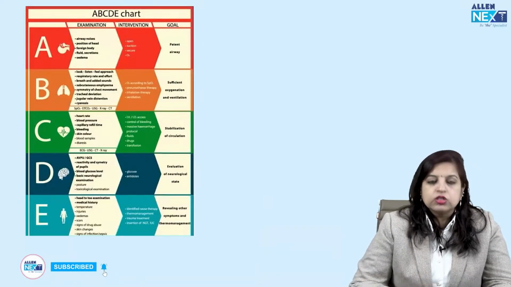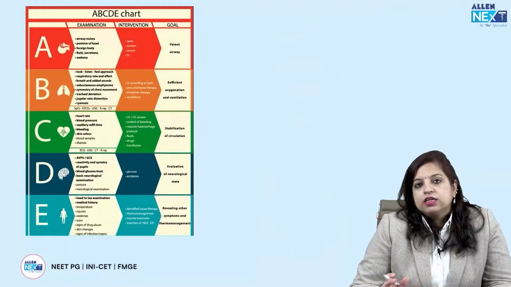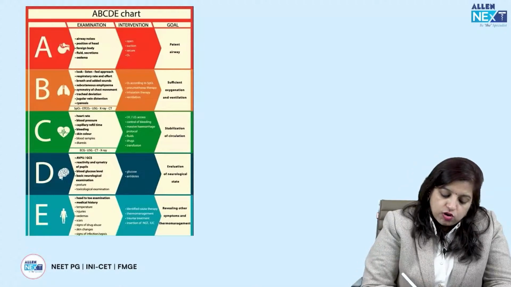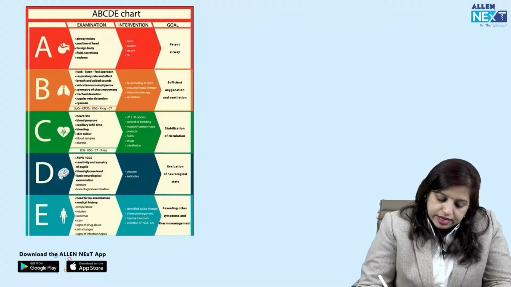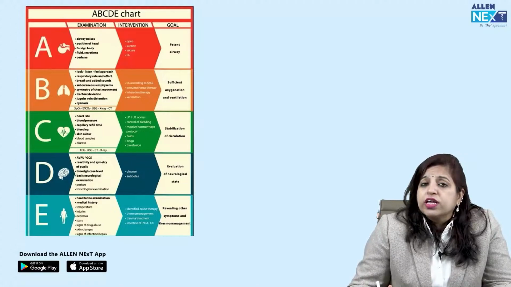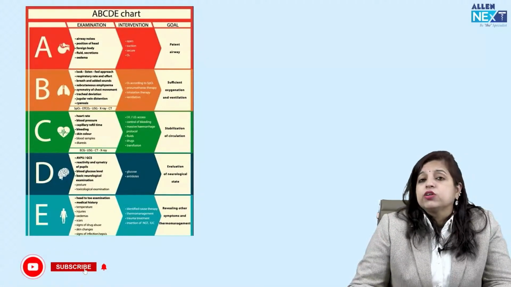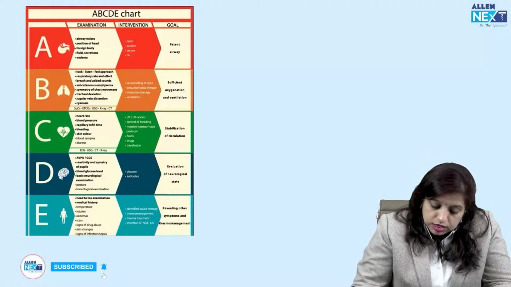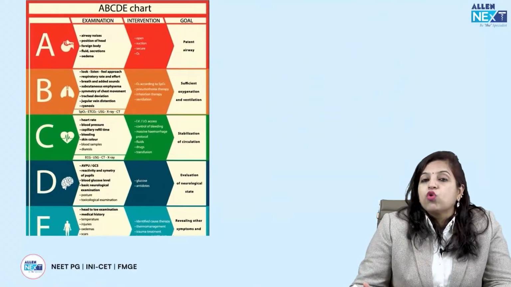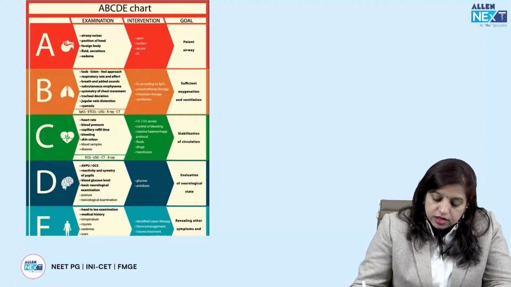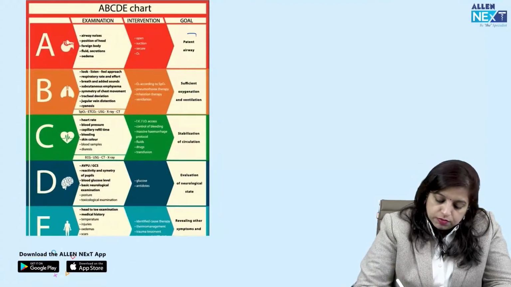So now let us examine this in detail. A stands for obviously maintaining a patent airway. So we have to see the position of the head. We have to see whether there is a foreign body, or fluid or secretions obstructing the airway or not, right? And what we have to do is open the airway, suction the airway, and our goal is to attain a patent airway.